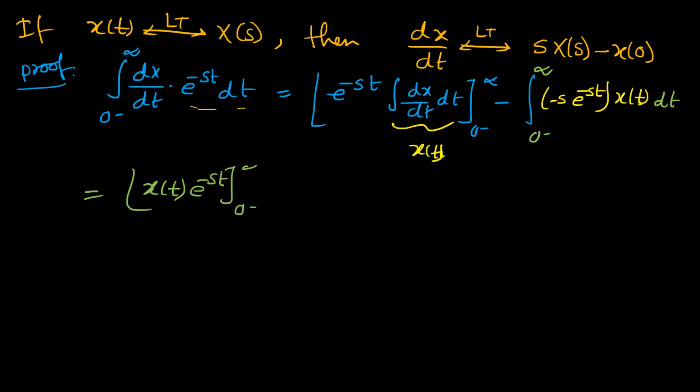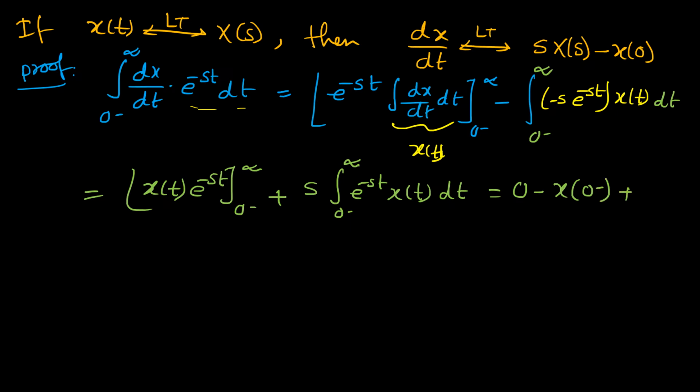It is 0 minus to infinity, minus minus plus s times s is outside. This is the integration only, 0 minus to infinity, e to the power minus st x of t dt. And now we can notice that the e to the power minus infinity is becoming 0. So the first one is 0 minus, the second one is 0. So if you put x of 0 minus, and e to the power 0 is 1, so it is x of 0, or 0 minus, you can say, right?